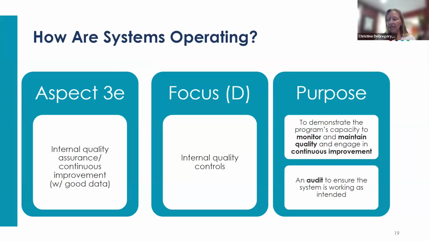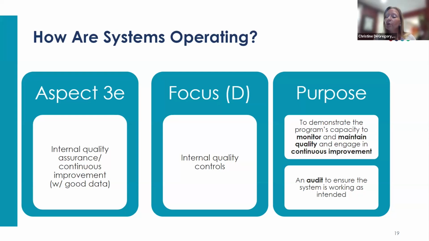So for 3E, which is the aspect that this work supports, 3E focuses on that internal quality assurance system, obviously always with a lens towards continuous improvement and good data. We're going to ignore the good data now because we're going to get to that in the data quality one next. So our focus is, have you been able to demonstrate your program's capacity to monitor and maintain quality, and of course, always engaging in continuous improvement?